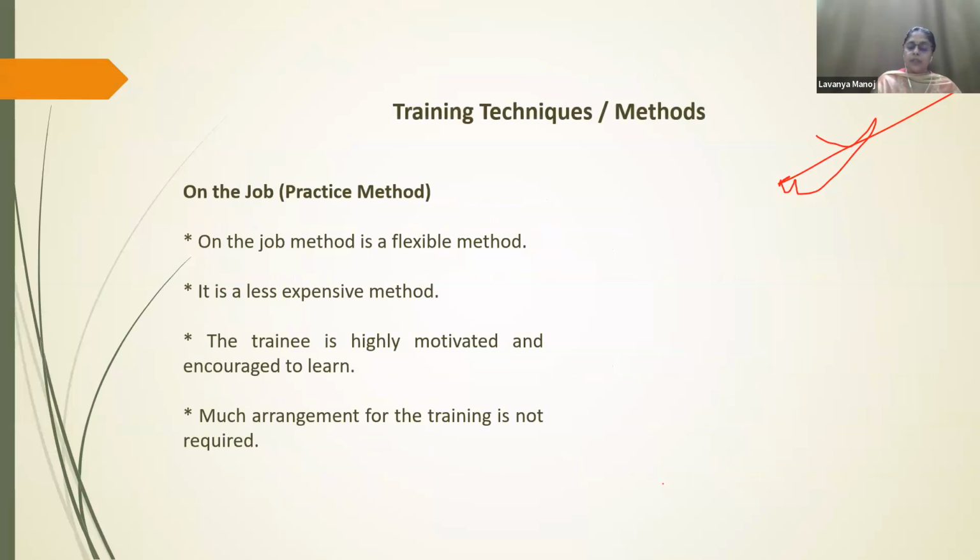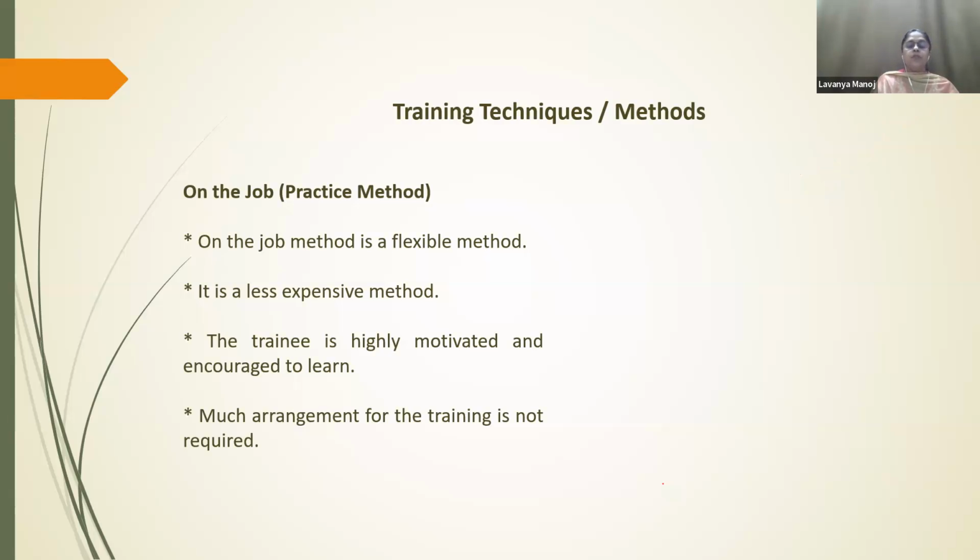So these are the training methods: on the job and off the job. On the job is the practice method. On the job is directly taking the employee, onboarding the employee to the process, and in the flow of the work, the employee learns everything. It's very less expensive because the person directly starts working. There is no definite training period, the person directly starts working. And it's a flexible method as well. The person can learn from trial and errors and everything.